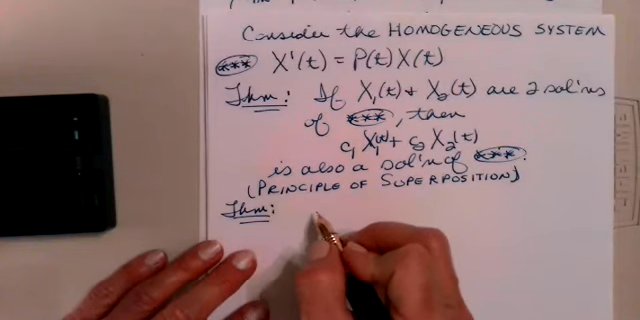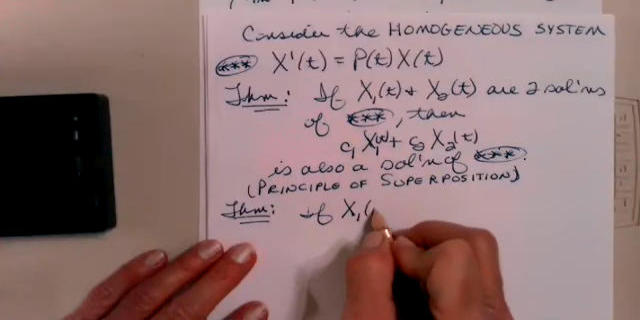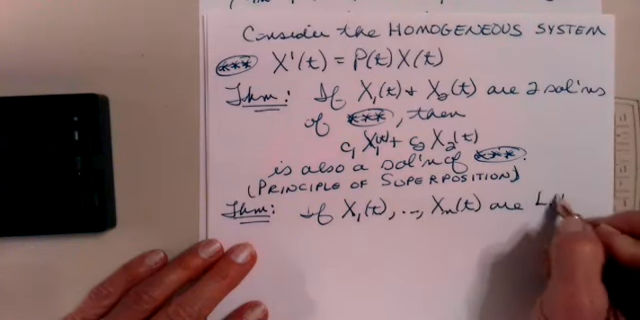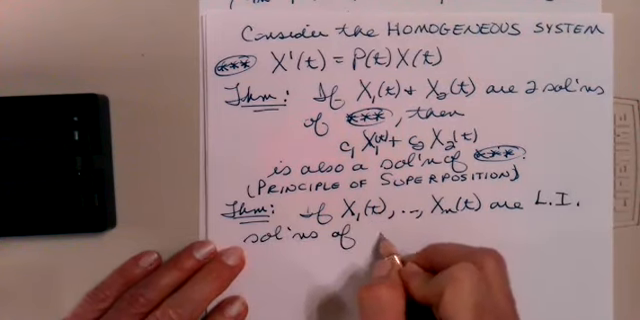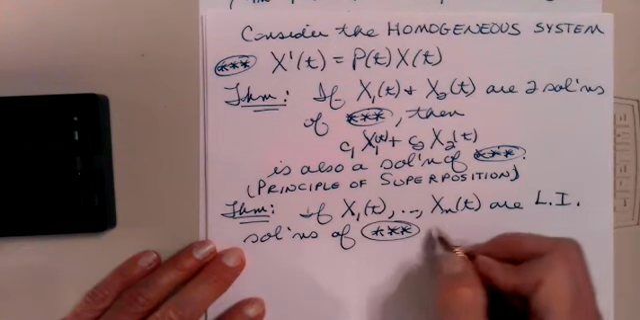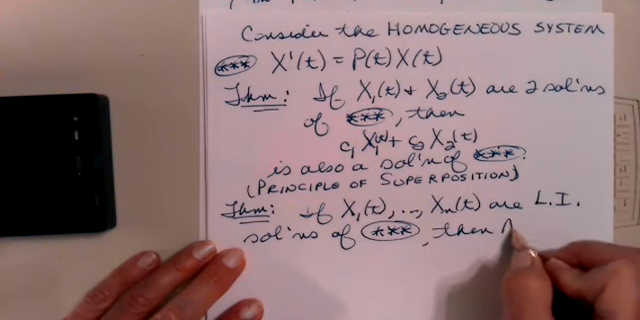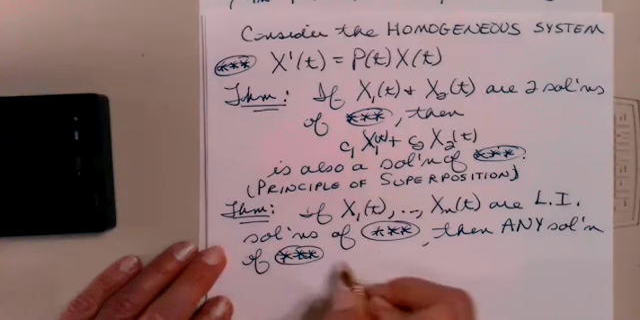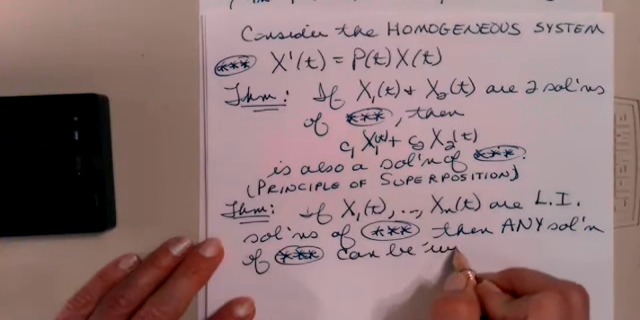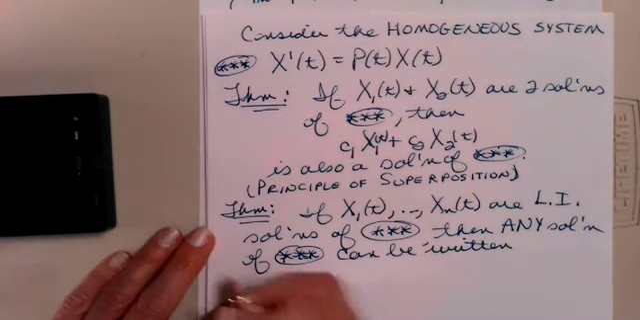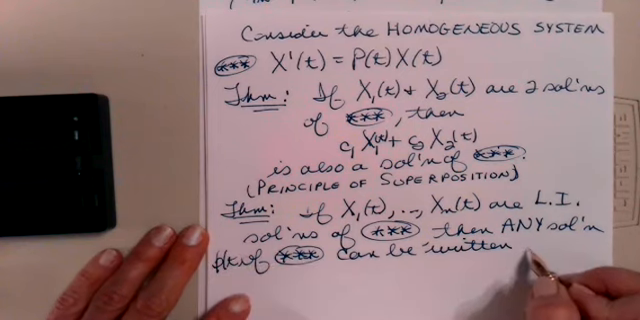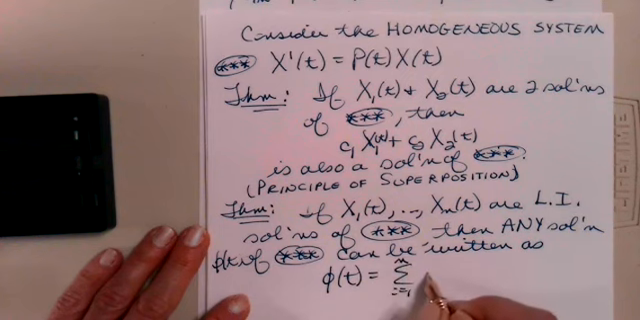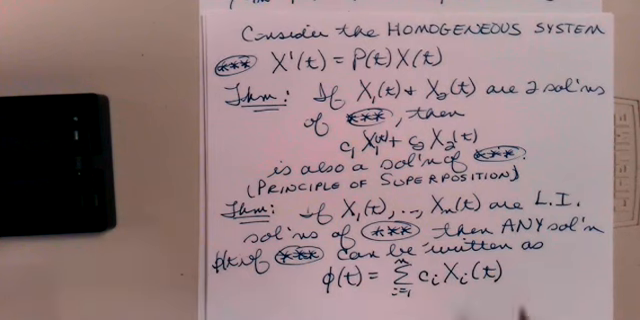And so this theorem is going to say that if you have, let's say, x1 of t up to xn of t are linearly independent solutions of the homogeneous problem, which I call triple star, then any solution, let me say phi of t, of triple star can be written as a linear combination of these n solutions. Okay.